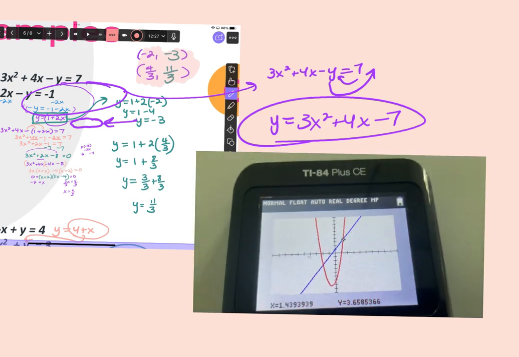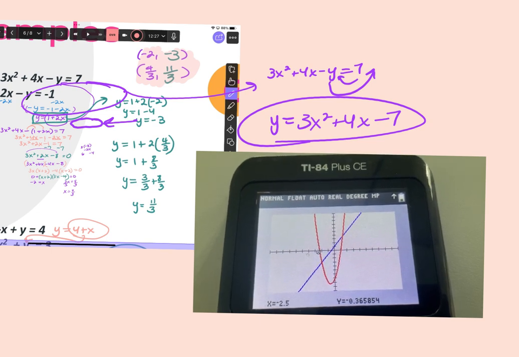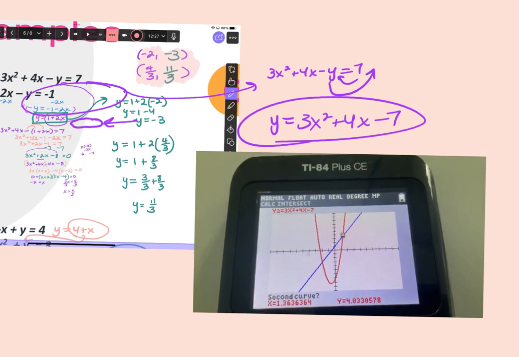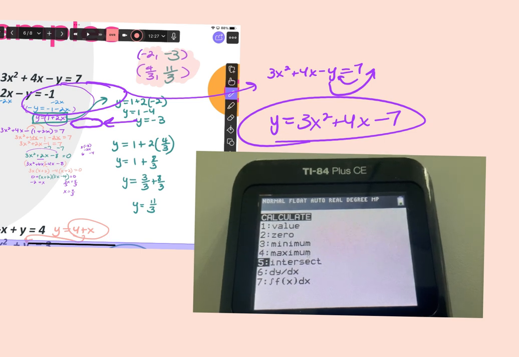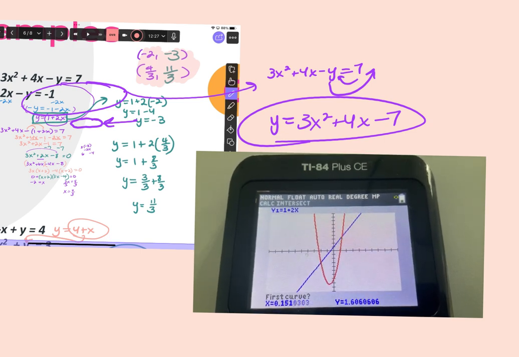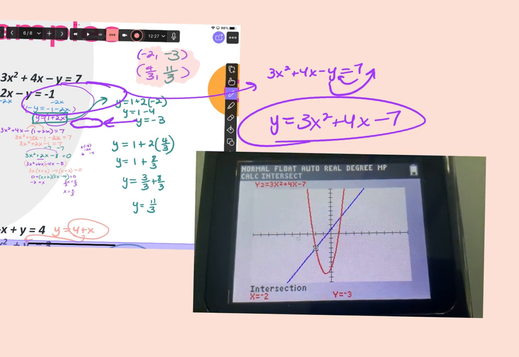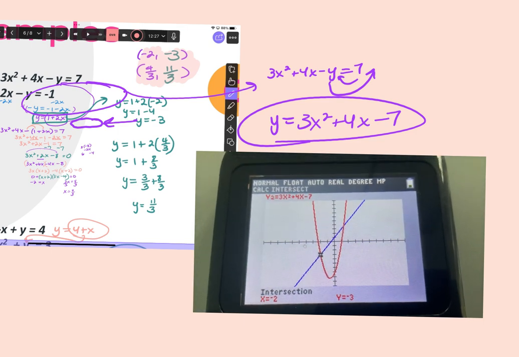Now, if I want to go to the other intersection, I have to go closer to that one than the one we were just on. So I'm going to repeat the process. Intersect. I actually think if you hit enter, hang on. Nope, I have to go back all the way. Okay, so I'm going to go to intersect. This time I'm going to go closer to that intersection, first curve, and then it brings me there. And now it's going to bring me to that one on the left, and that's the -2, -3. So again, at this point, we're just doing this to check, okay? If that totally confused you, don't do it. It's just to check.